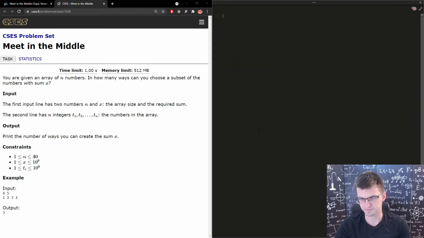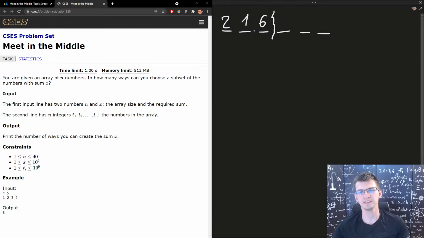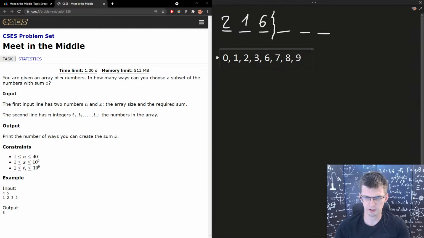All right. For the left 20 elements, I can iterate over all the subsets. I will talk about, let's say, n equal to 6. There are 6 elements. The first 3 are, say, 2, 1, and 6. And then in the second half, there will also be some 3 elements. For those 3, I list down all the possible subset sums, which are 0, 1, 2, 3, 6, 7, 8, 9. Some of them can be repeated too. That would be possible, but here we have those.